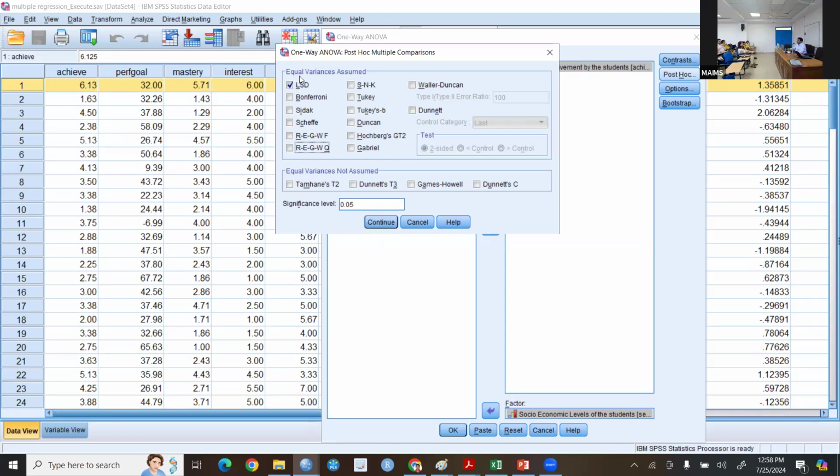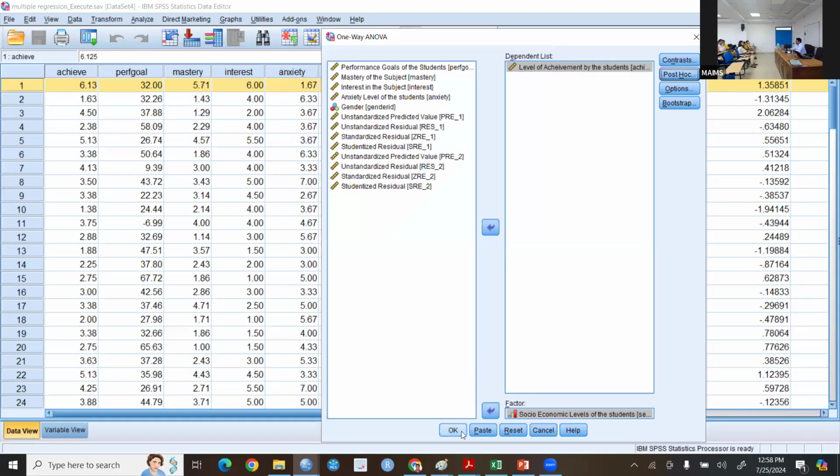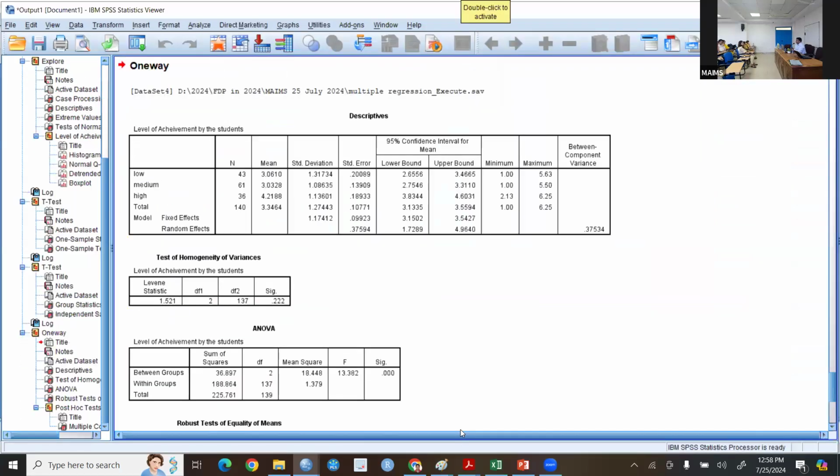और ये क्या अज्यूम कर रहे हैं, इक्वल वेरिएंस, लवीन, ये सारे उसके लवीन के. ठीक है. इफ यू वांट टू चेक इक्वल वेरिएंस इज नॉट अज्यूम, तो आप नीचे आप डनेट्स का टेस्ट लगा लीजिए, गेम्स होवेल लगा लीजिए. इसलिए दोनों में से हमने एक ही लिया. टी टेस्ट दोनों ही दे देता कि अगर आपने ये मान के चले हैं तो क्या है, वो मान के चले तो क्या है. सो LSD and click on OK. Now you see what are the results.